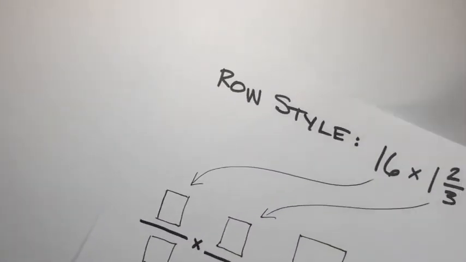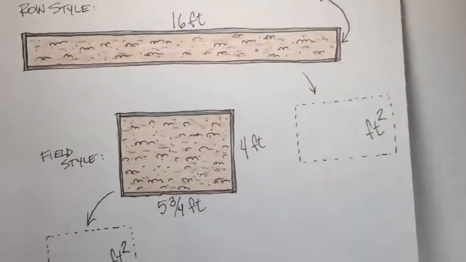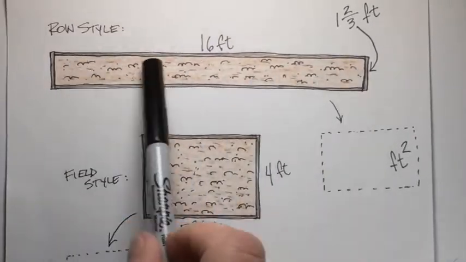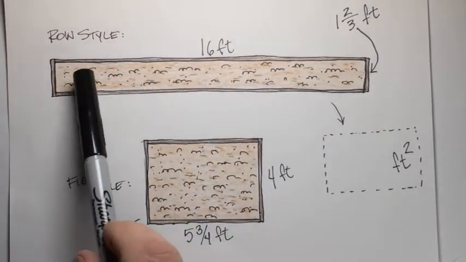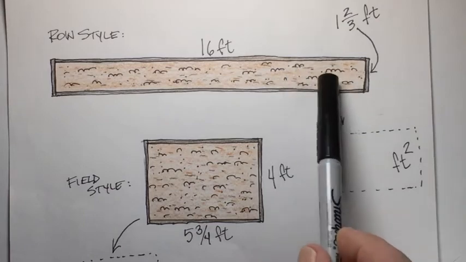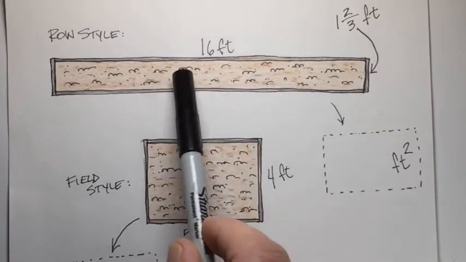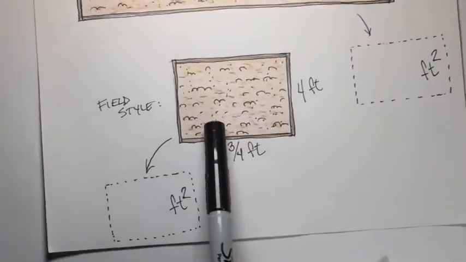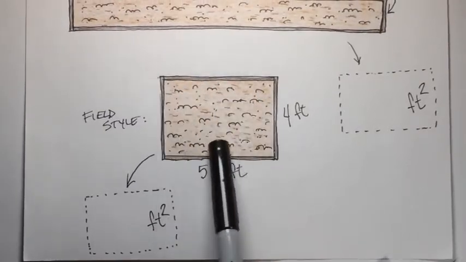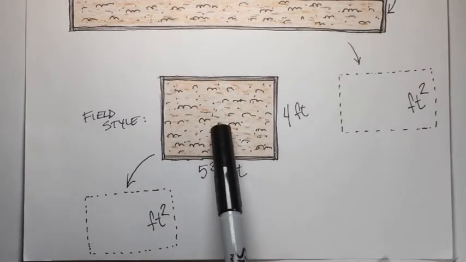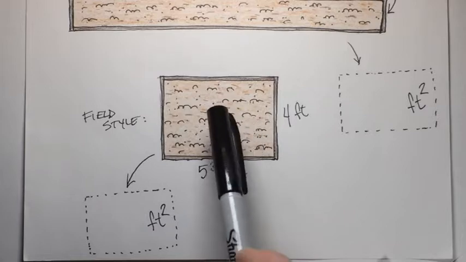So let's do the math for the row style first. The row style, remember, is this kind of long, skinny one. It's nice because you can reach all the vegetables from both sides as you walk up to it. And the field style is nice because it's a big old field. But the problem with that is when you reach to the center to grow your plants or vegetables, it's kind of hard to get to the center.